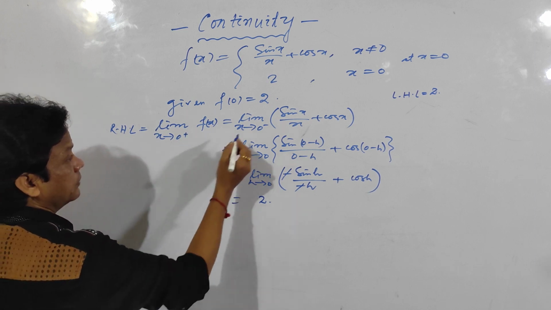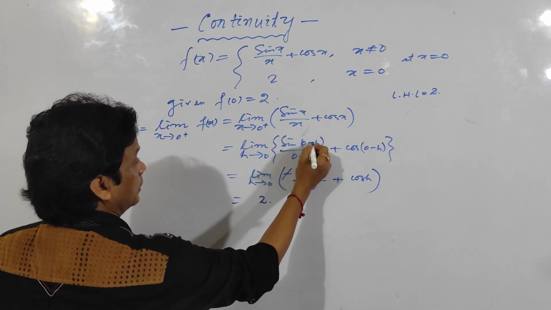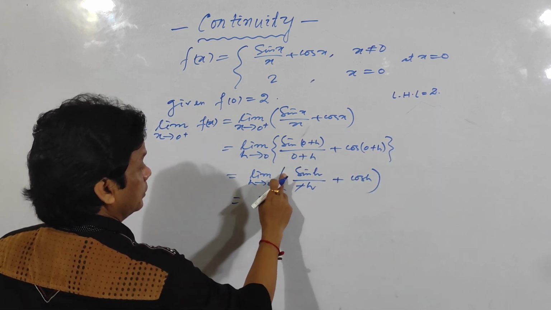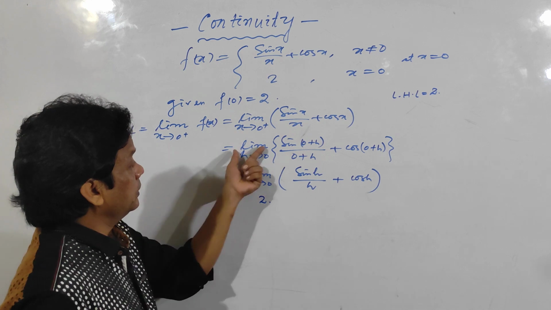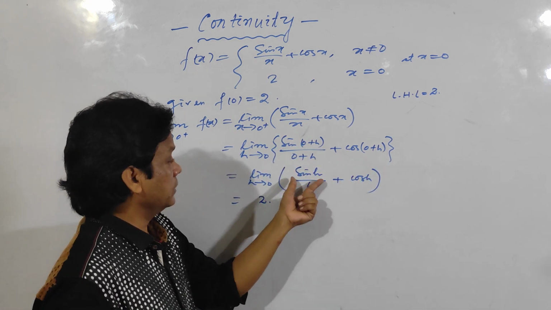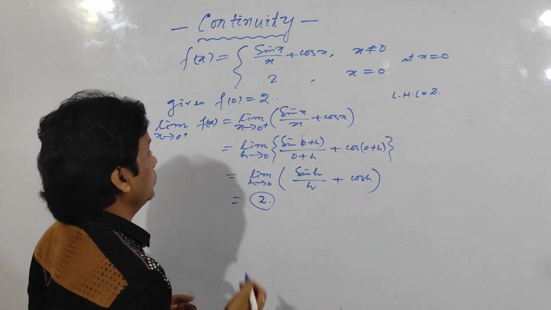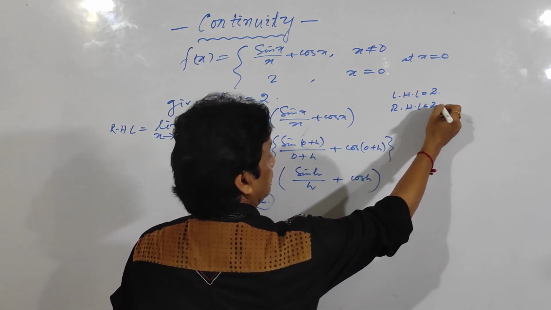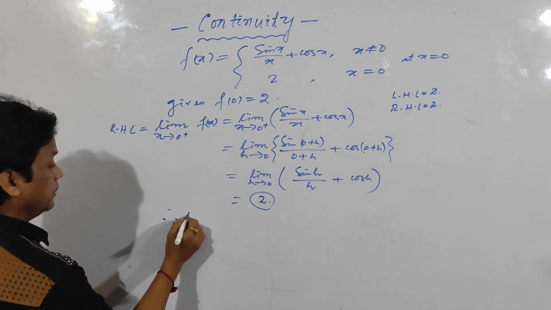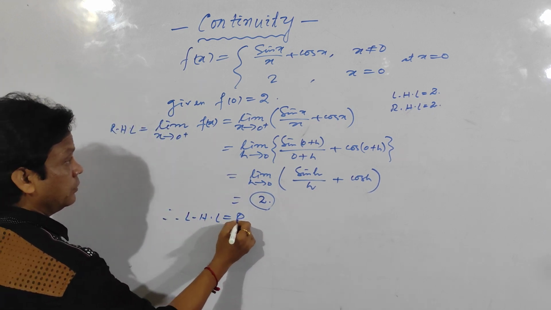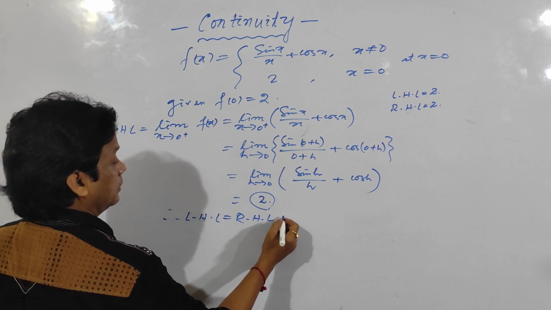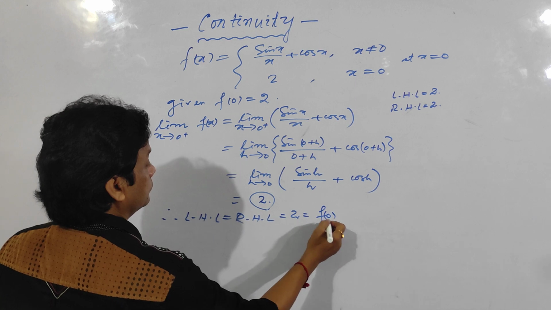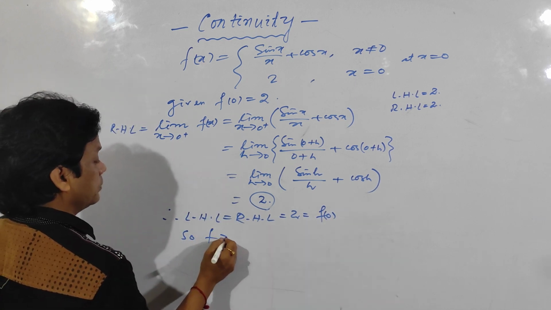RHL, this will be plus. This will become plus. And this 2 will become plus. Clear? So this is sin h by h, and this is cos h, and this becomes 1, this becomes 1, so answer is 2. So RHL is also 2. Clear? So that means, therefore, LHL is equal to RHL is equal to 2, which is equal to the function value f of 0.